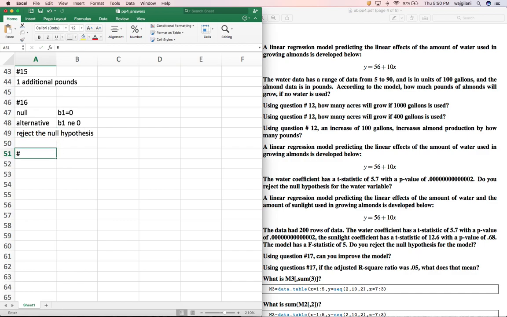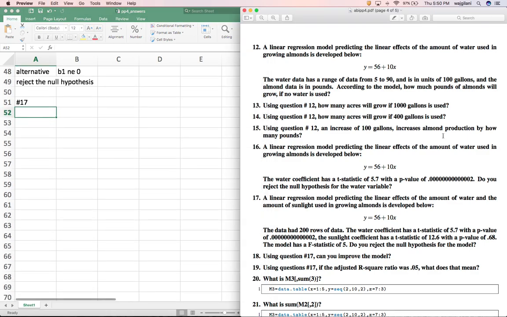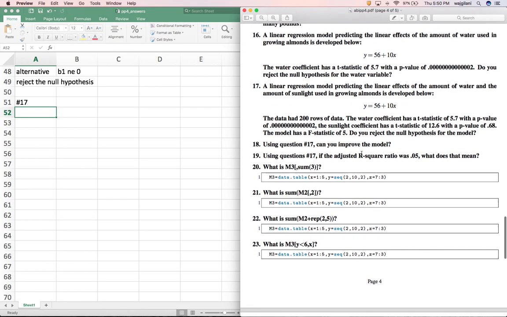All right, number 17. We have a linear regression model predicting the linear effects of the amount of water and the amount of sunlight used in growing almonds. Here, guys, I do have a typo, I apologize. There should be an additional variable which I'm missing for some reason. Let me write it right here in the answer sheet.